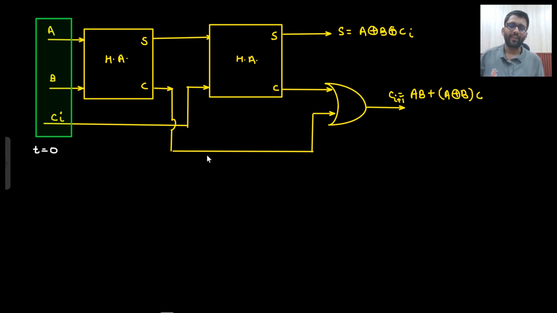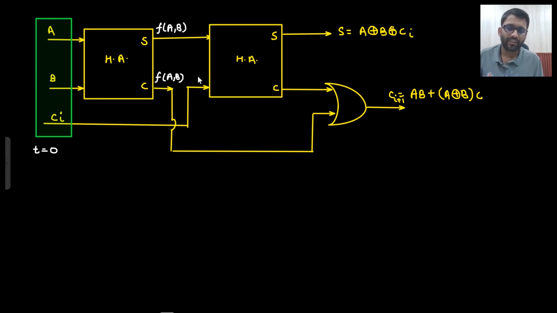Now this sum will depend on both A and B, right? What the sum is, we don't care, but I know this sum will be a function of both A and B. Say yes or no. This carry will also be a function of both A and B. Actually, sum is A XOR B and carry is AB, but they are certainly functions of A and B.